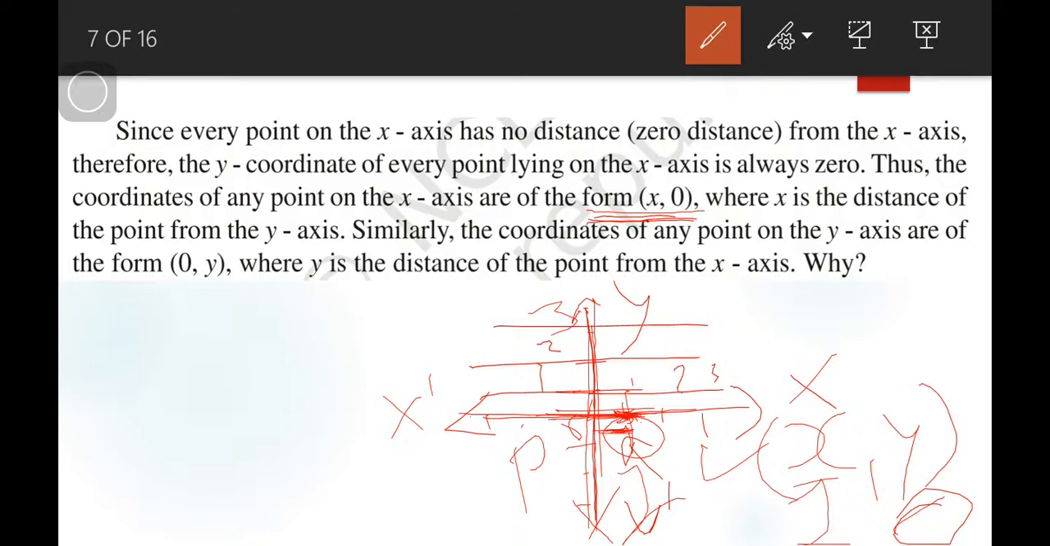As well as for a point on the y-axis, here if the second point is Q, then the distance from the x-axis is denoted by y, so 0 comma y. So on the y-axis, if one point is given, then the coordinates of this point are 0 comma y, and y is the distance from the x-axis. So if the point is given on the y-axis, then its coordinate is 0 comma y, and if the given point is on the x-axis, then its coordinate is x comma 0, where x is the distance from the y-axis and y is the distance from the x-axis.